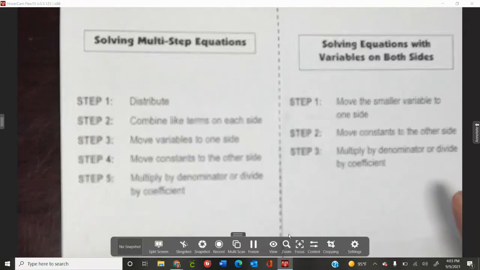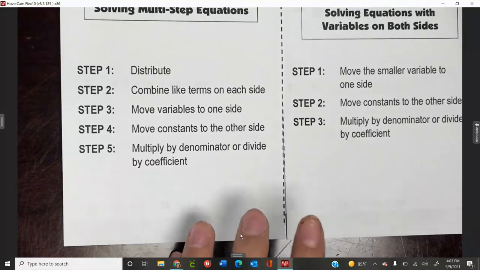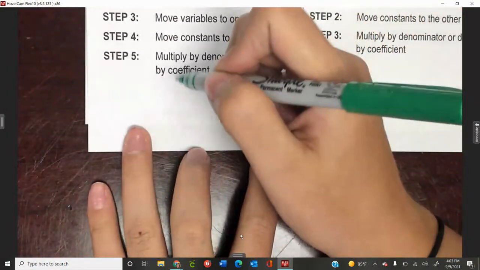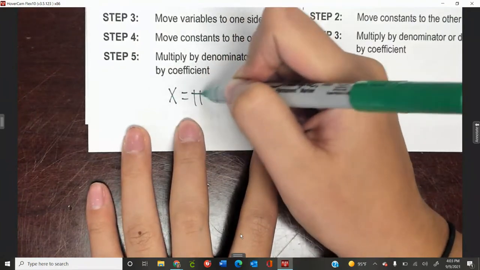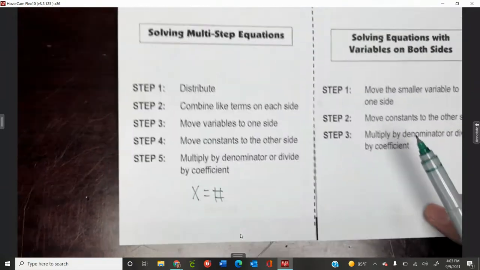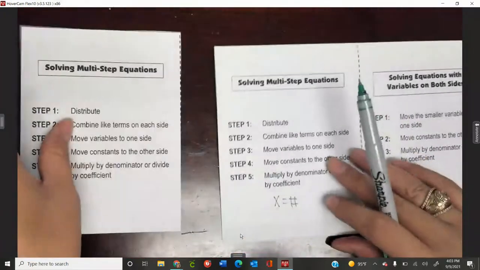In this video, we're going to be talking about solving multi-step equations. So remember, whenever you're solving an equation, the ultimate goal is for you to be solving for the value of x. So here are our steps that are listed for whenever we do solve multi-step equations. I'm going to go ahead and open this up to number 1.